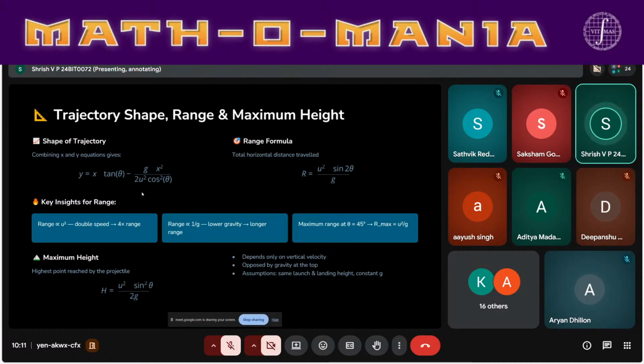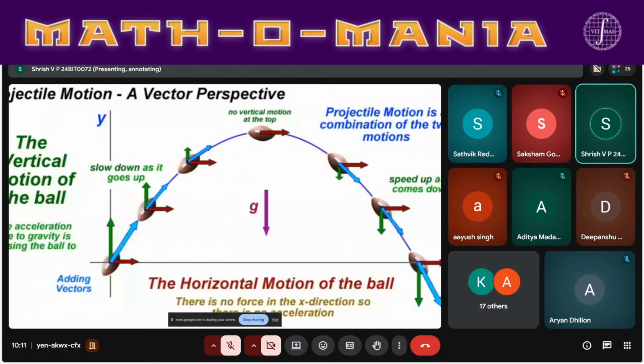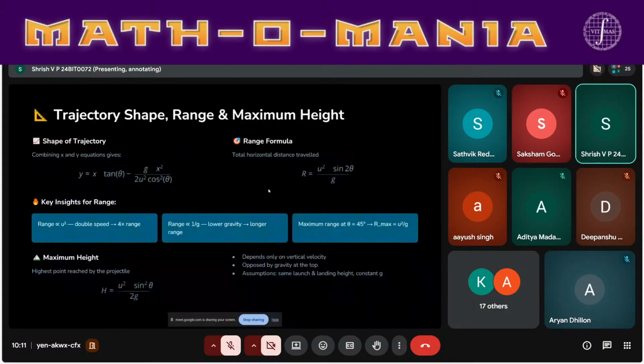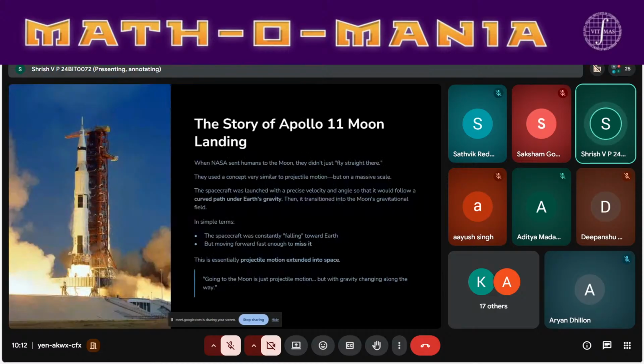Now we will look at the maximum height. Maximum height is nothing but the highest point reached by the projectile, which is exactly the point where the velocity of the projectile is 0. It is given by the formula H is equal to u square into sine square theta divided by 2g. It depends upon the projectile angle theta. If it increases, this value also increases. If it decreases, the maximum height reached by the projectile also decreases.